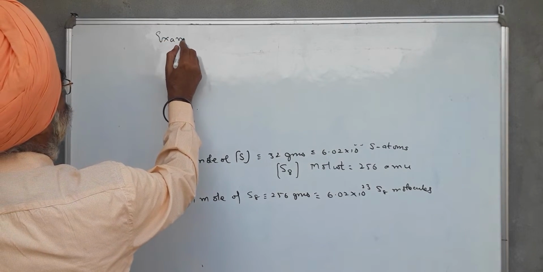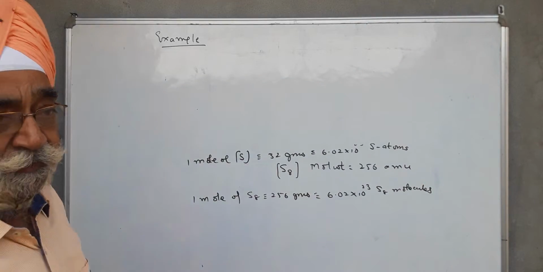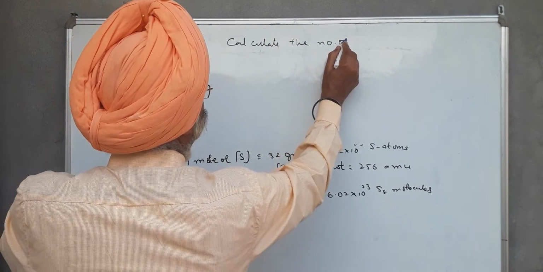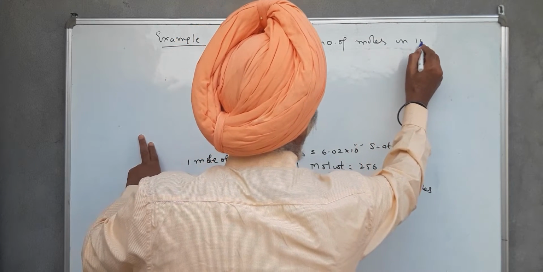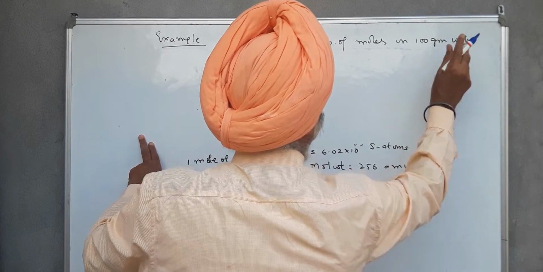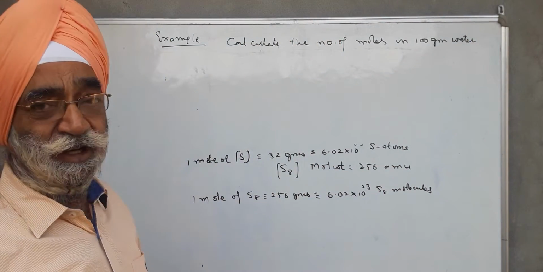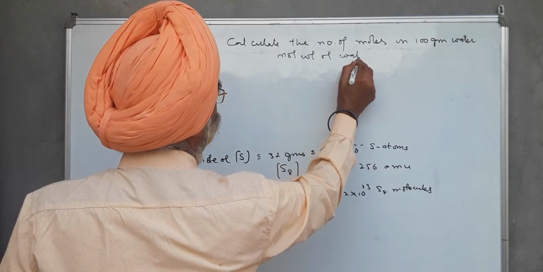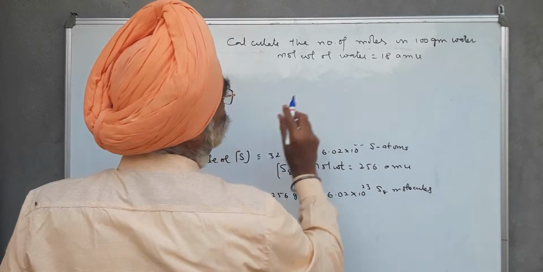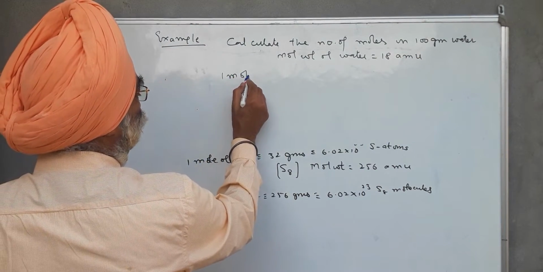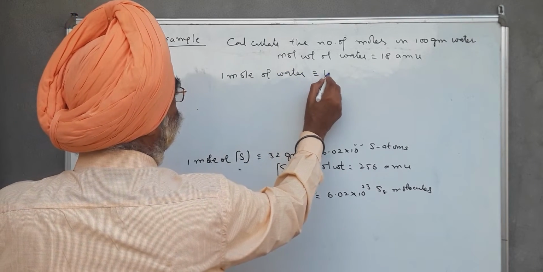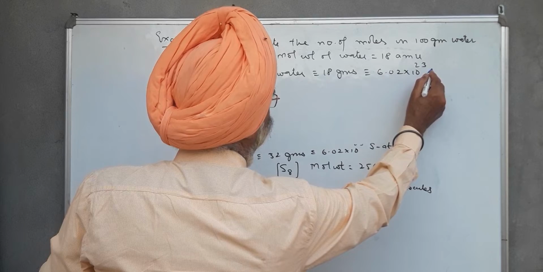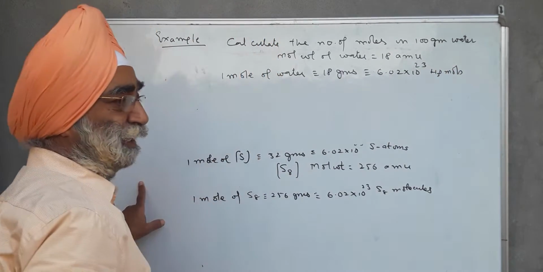Say a simple example. We are to calculate the number of moles in 100 grams of water. Molecular weight of water is equal to 18 AMU. We shall write 1 mole of water, it is 18 grams and 6.02 10 raised to the power 23 water molecules. This is the relation we shall write.